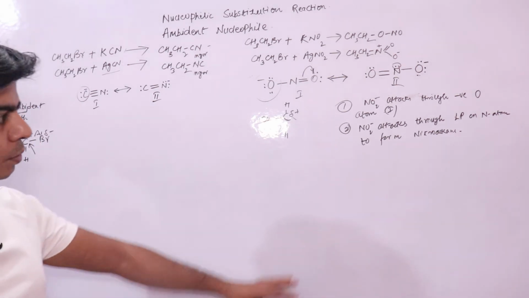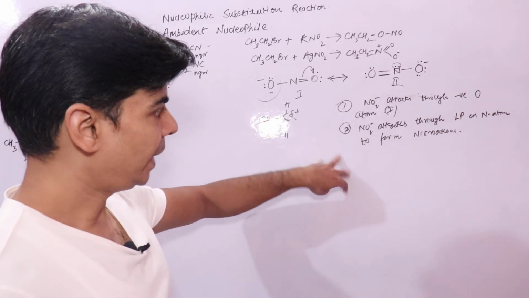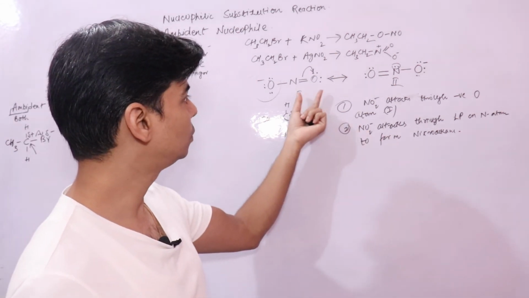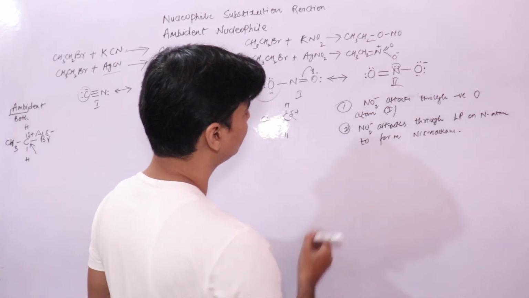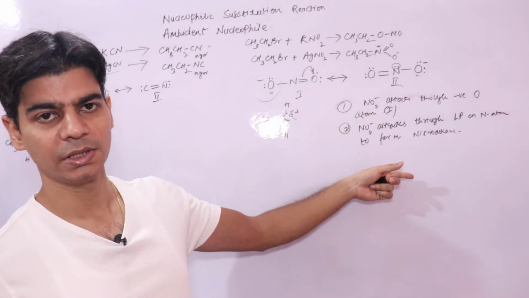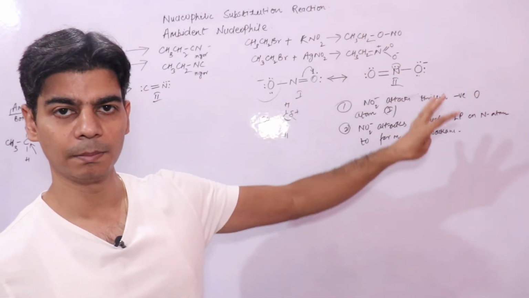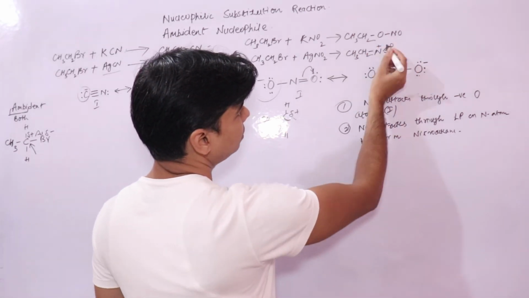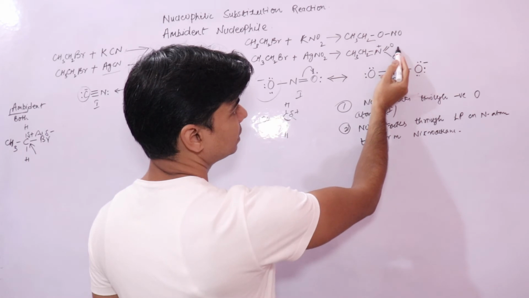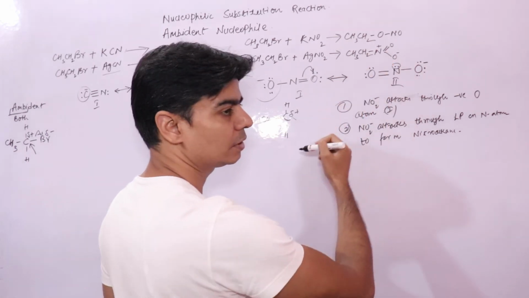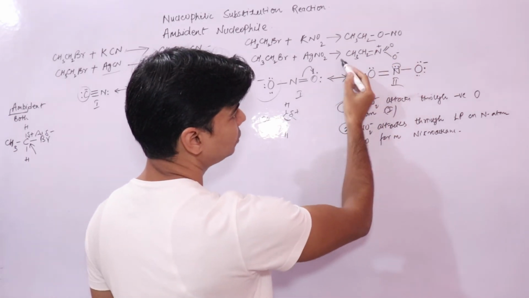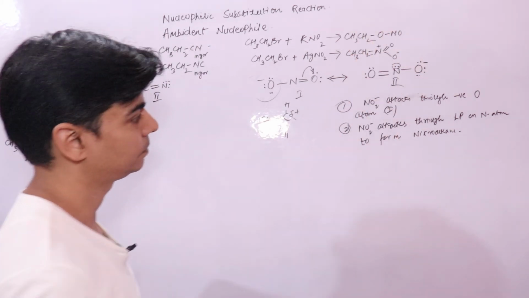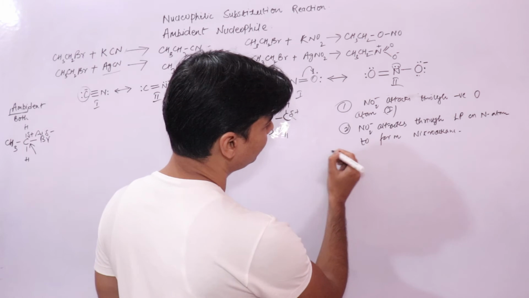Right, so this is also ambident, ambident means both. So here also it can attack through both the nitrogen atom or through the oxygen atom to form different compounds, right? And here also in the first reaction, this is the major product, you will get some minor nitroalkane also, and in the second reaction you have nitroalkane as the major product, you will get some nitrite also, right? So this is an ambident nucleophile.